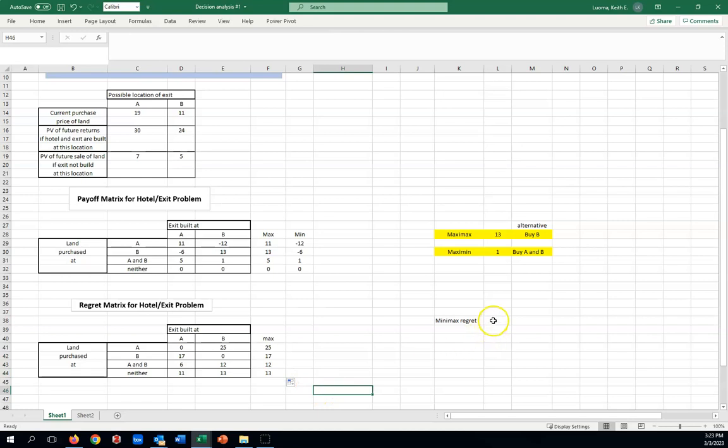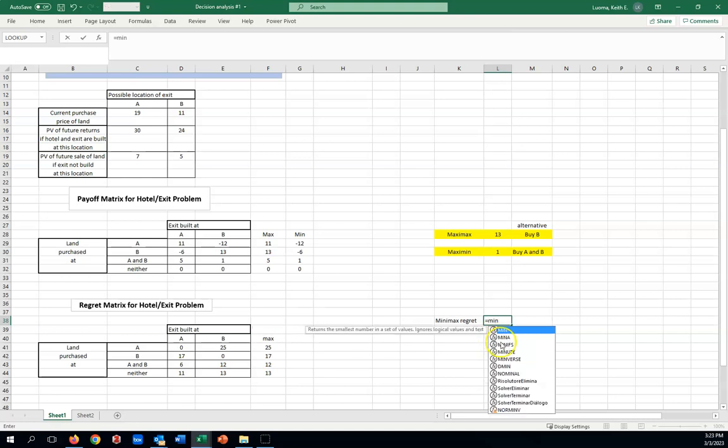And so over here, let's do our minimax regret. So this is a maximum regret, and let's minimize it. So equals min. Select those max regret is what we're selecting. And we have there a value of 12. As I said, sometimes this rule will give you a different alternative to choose, but let's see, what did 12 correspond to? Well, in this example, 12 also gives us A and B.